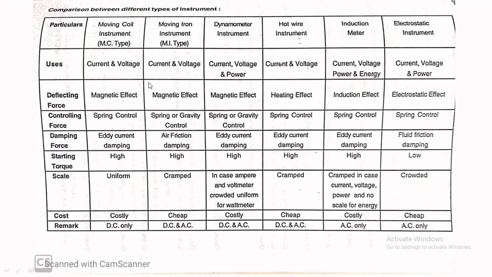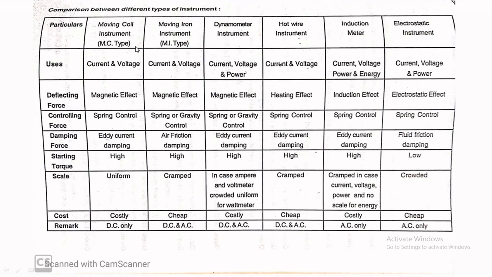The deflecting force of these instruments is magnetic. Moving coil it should be magnetic, moving iron it should be magnetic, dynamometer it should be magnetic, hot wire it is heating effect, induction type it is induction effect, electrostatic it is electrostatic effect. What is the deflecting force in dynamometer? You need to take it as a magnetic effect. When it comes to electrostatic, what is the deflecting force in electrostatic instruments? You can tick it as electrostatic effect.